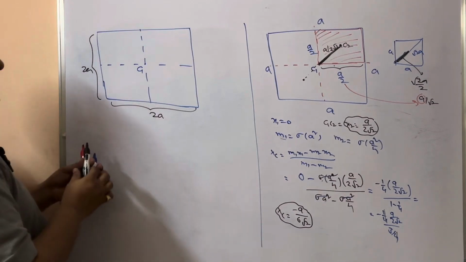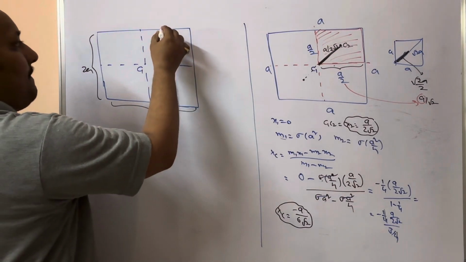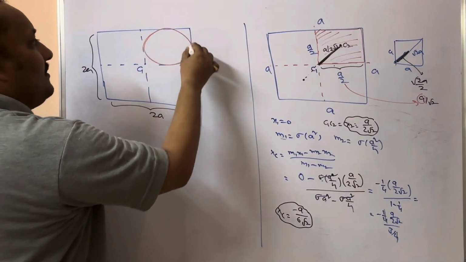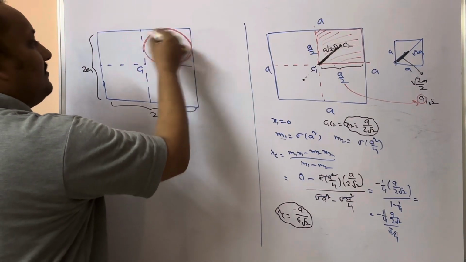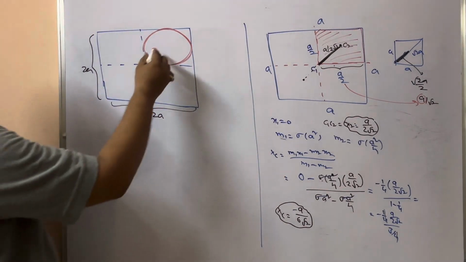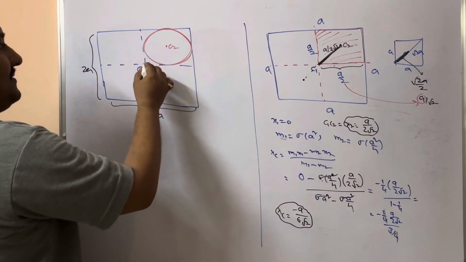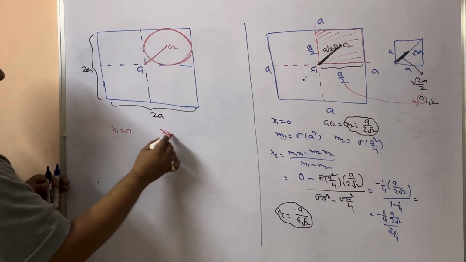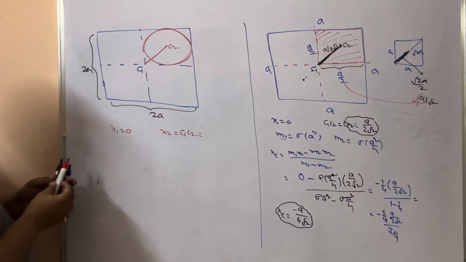Now they removed the circular portion. So this is the circular portion, and it is going to be removed. At that time, where is the center of mass of this one, that means C2. Now what is C1, C2? Again x1 is 0, x2 is C1, C2.